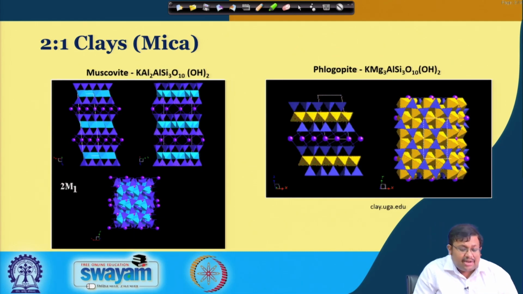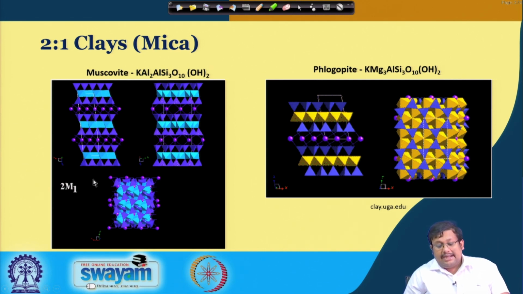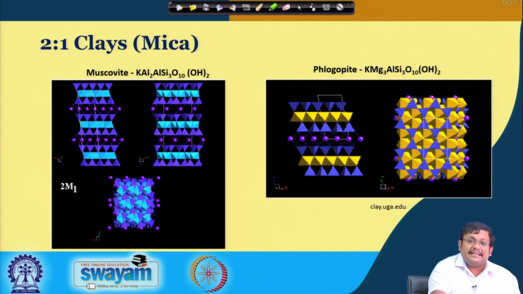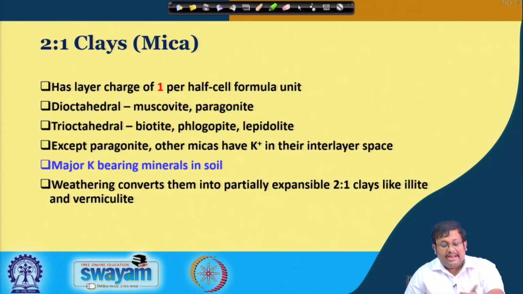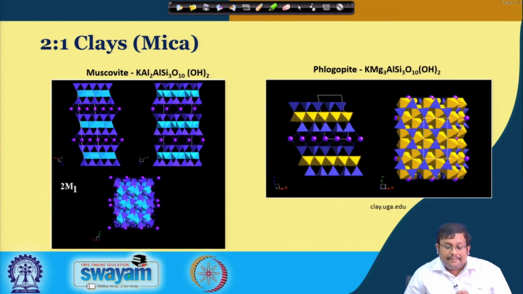So, this is the structure of muscovite as well as phlogopite. You can see how these potassium ions are in between these layers. These are the small potassium ions and this is basically the 2:1 type of structure, and this is the phlogopite structure. Now, in case of muscovite, it is basically dioctahedral, and in case of phlogopite, you can see it is basically a trioctahedral structure, since magnesium is present in the octahedral sheet. We have already discussed that in the previous slide.